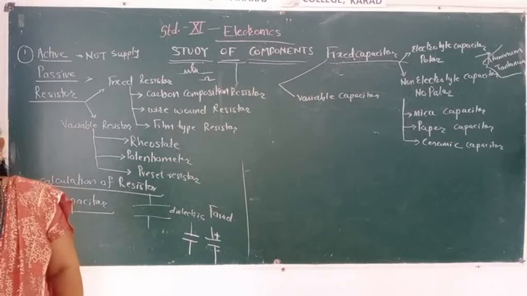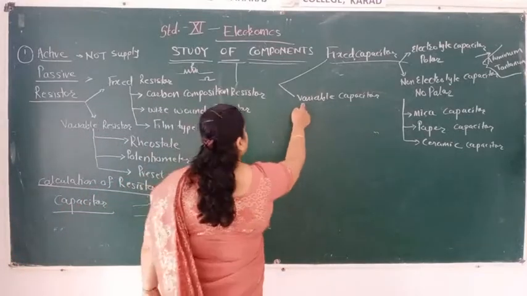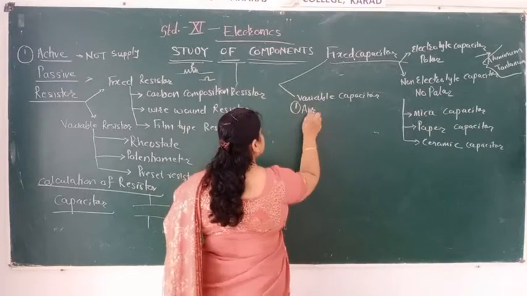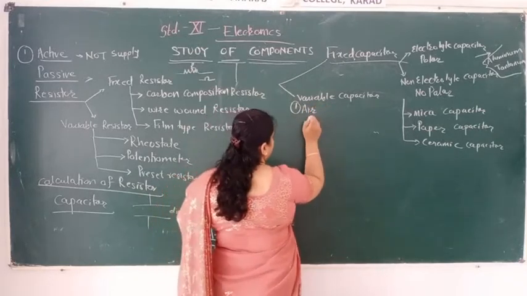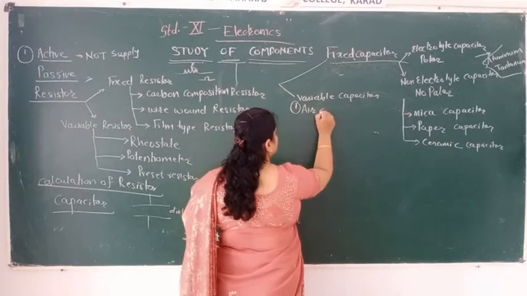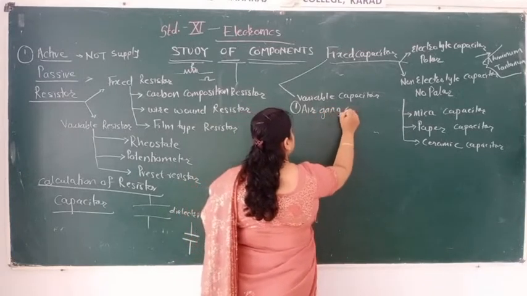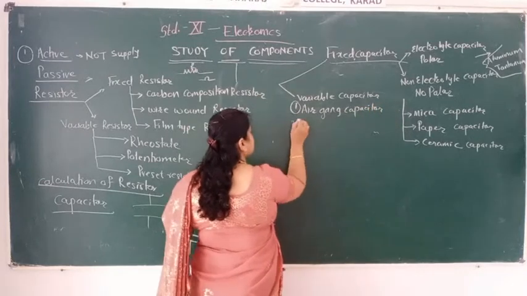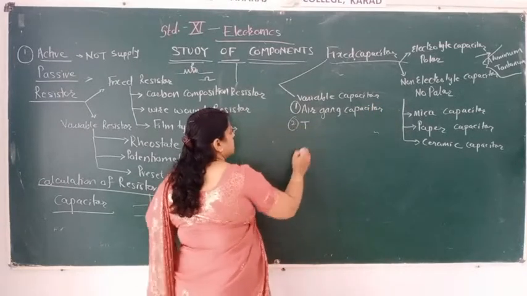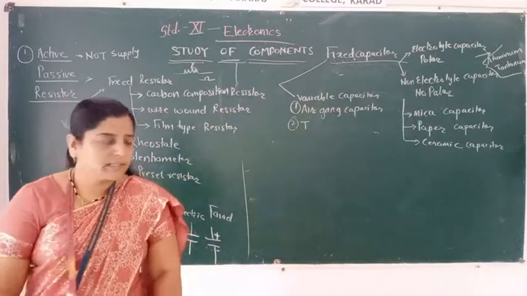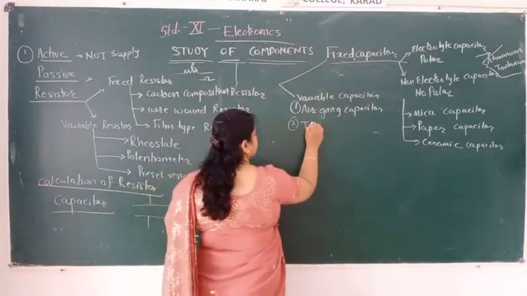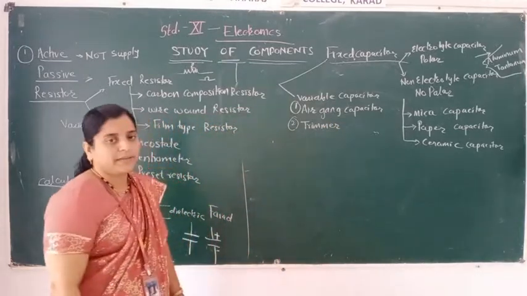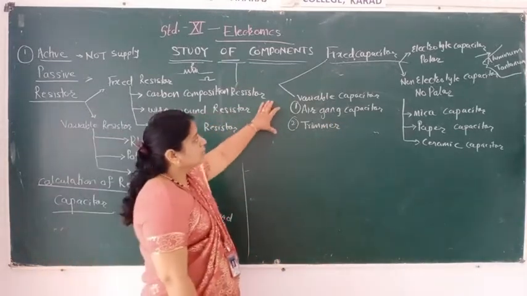And what about the variable capacitor? If the value of the capacitor is not constant, it is called a variable capacitor. The first type of variable capacitor is the air gap capacitor, where air is used as the dielectric material, and the second type is the trimmer. So these are about the capacitor.